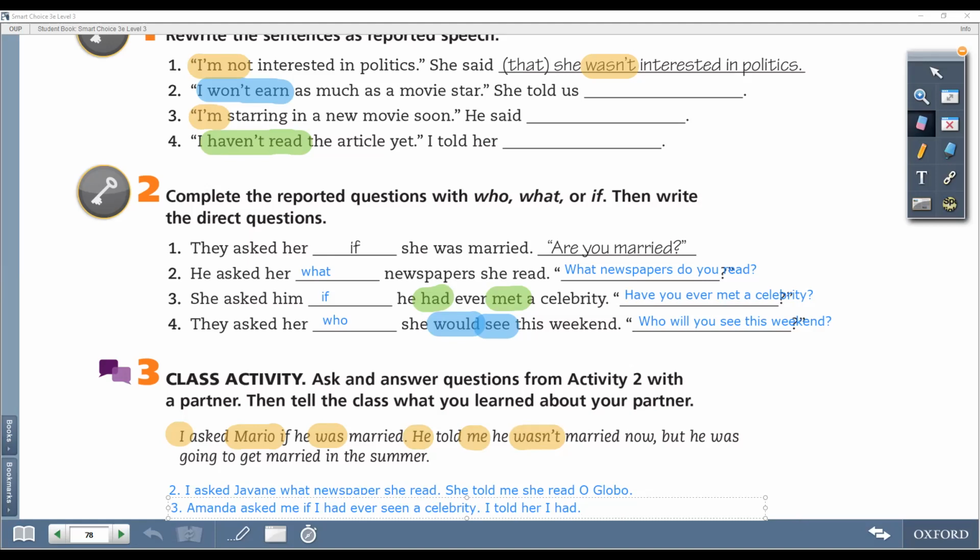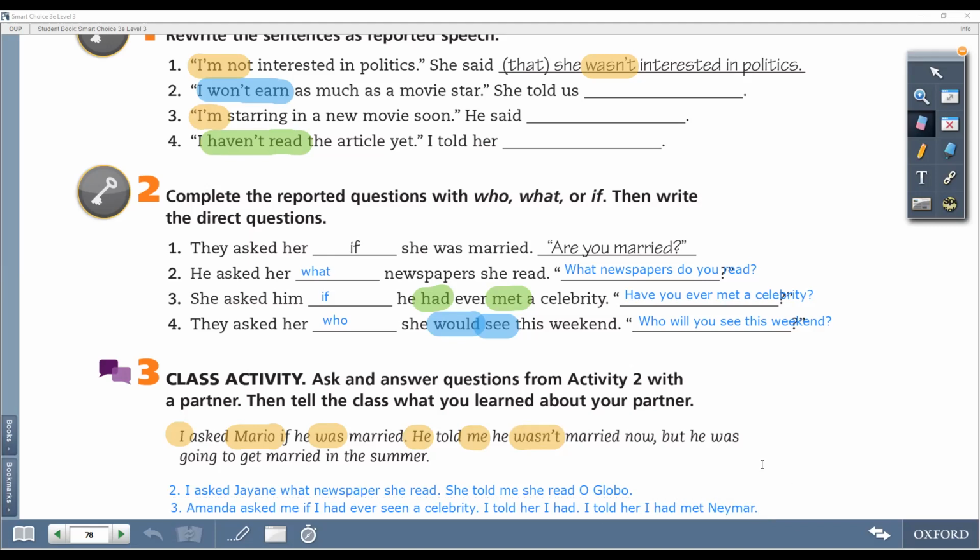And then if I want to give more information, I can say, which celebrity have you met? Oh, I met Neymar. That was in the last Olympics. I met Neymar. Yes, we talked for a while. So I'm going to put here, I told her I had met Neymar. Okay.